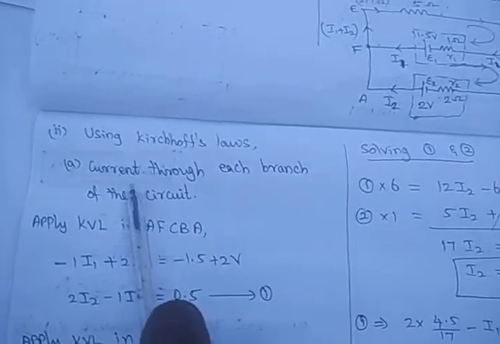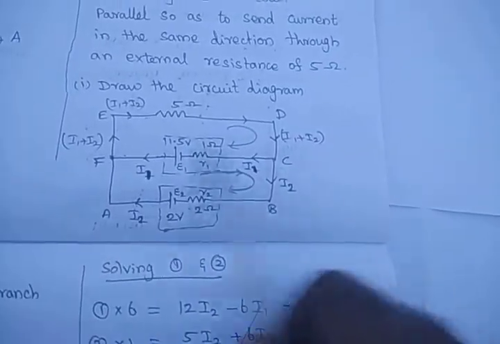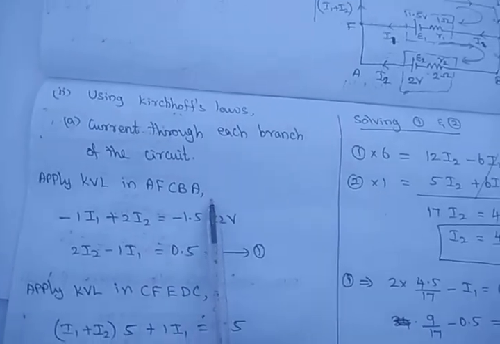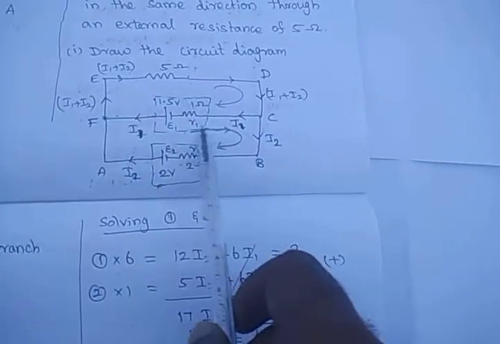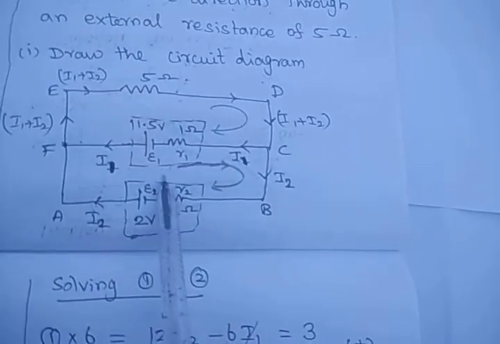What is the second question? Using Kirchhoff's laws, calculate the current through each branch. Very simple, students. First we take the loop A, B, C, F. That is, we take the A, F, C, B, A circuit, and in the A, F, C, B, A circuit you take a traversing direction. Very slowly we are going to do this.